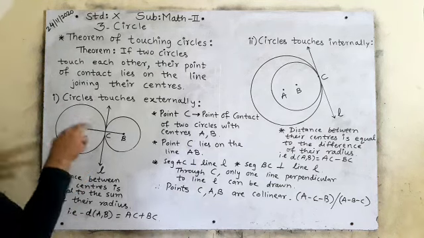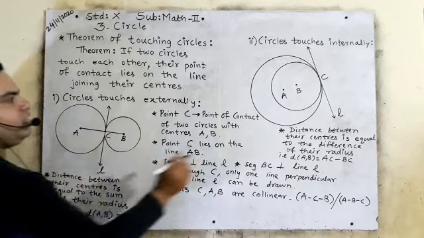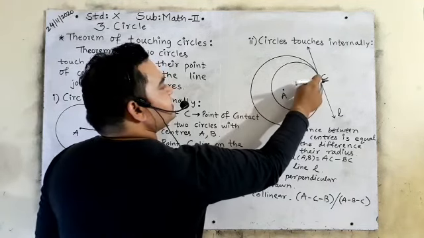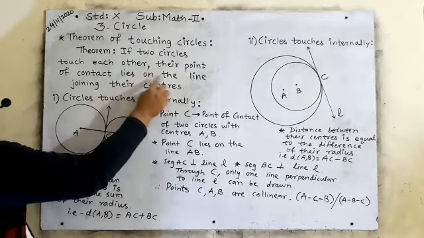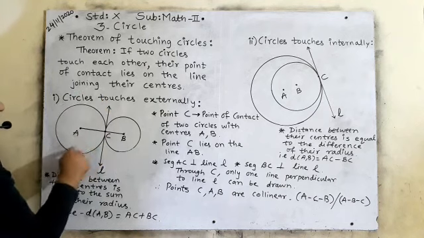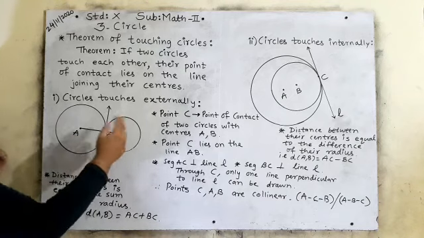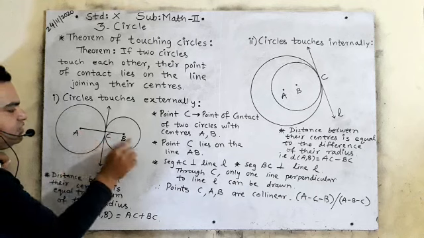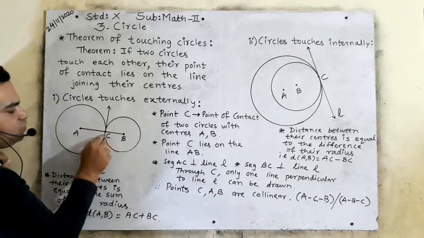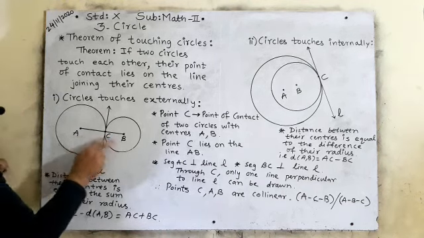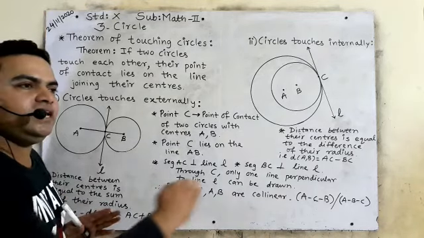Can you see, point C is the point of contact. Here also and here also, these two circles touch, and the point of contact is point C. So point C will lie on the line joining their centers. Point A is the center of the bigger circle, point B is the center of the smaller circle. If you join the centers of these two circles, the line will pass through this point of contact. It means these 3 points lie on a line, or these 3 points are collinear.